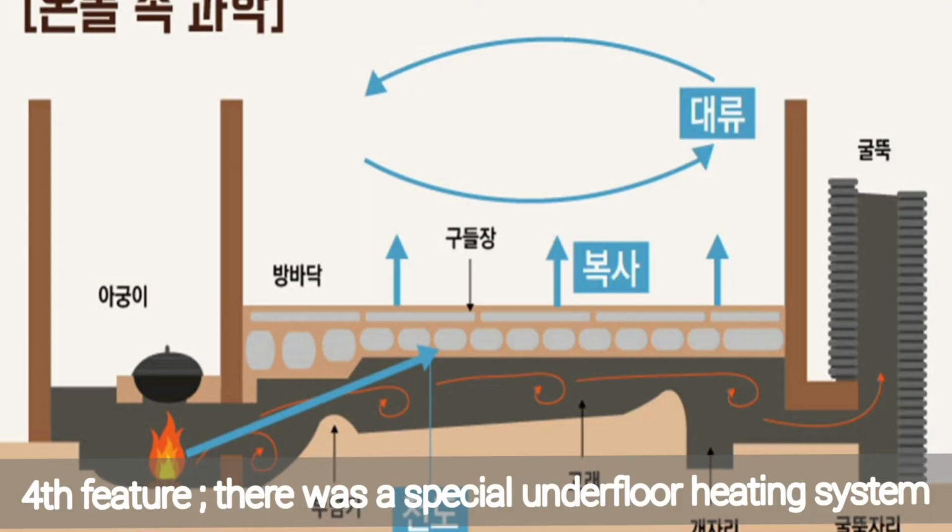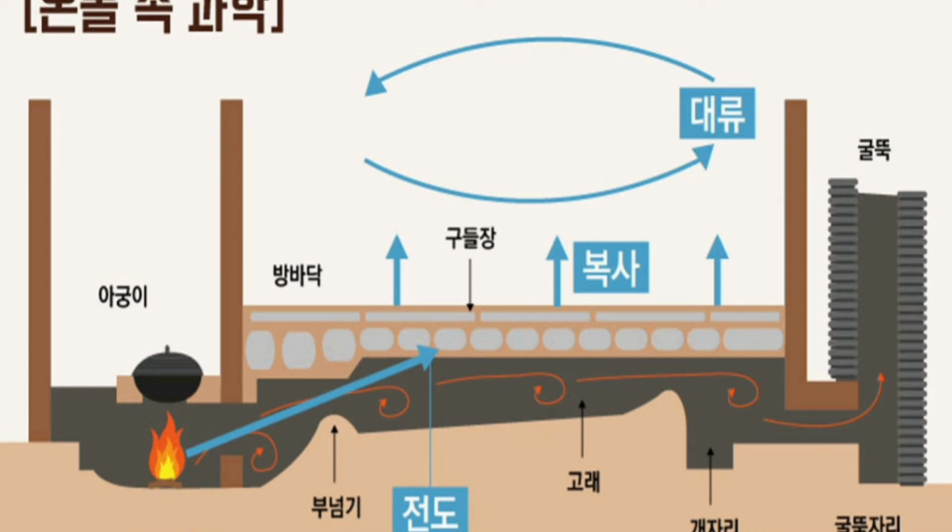The last feature is there was a special underfloor heating system. This system is very unique and special, I'll tell you. If you see the kitchen, there are a fireplace and a big cauldron. Have you heard about that? Or do you know about that? I think you don't know about that.